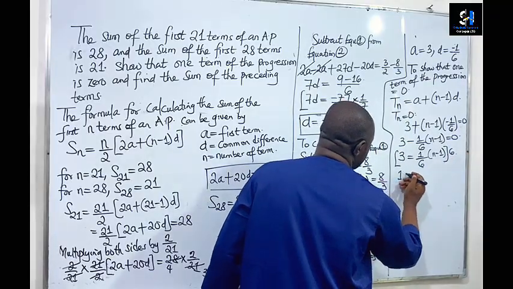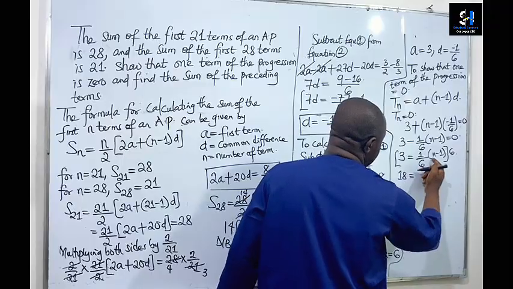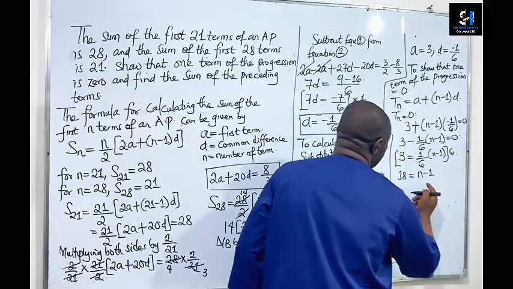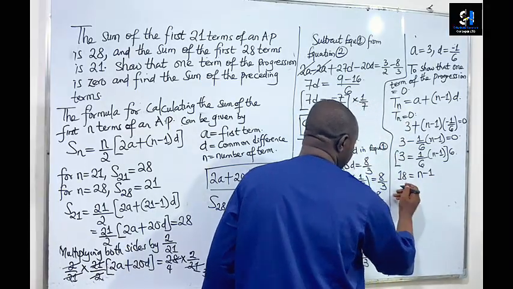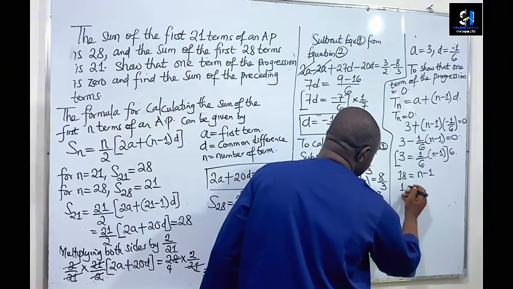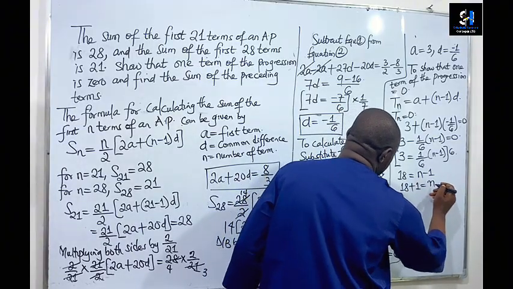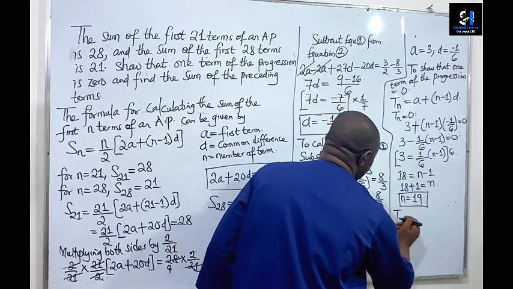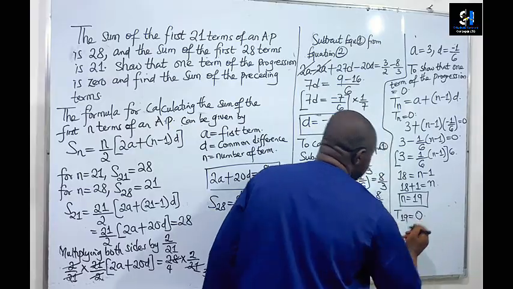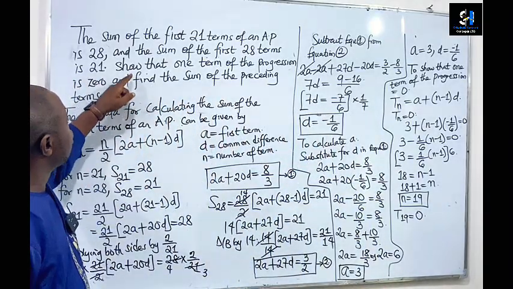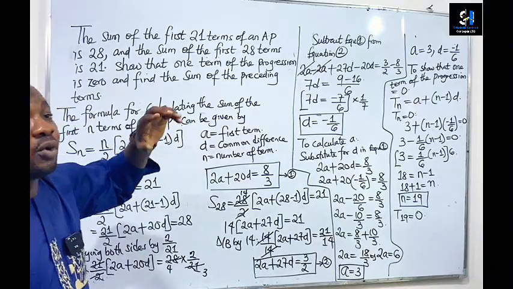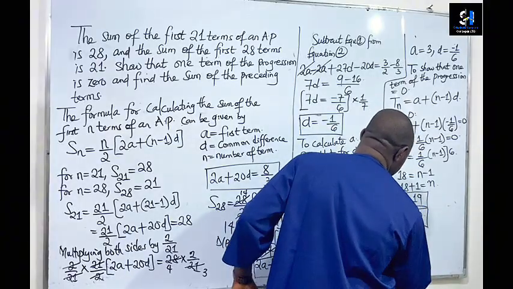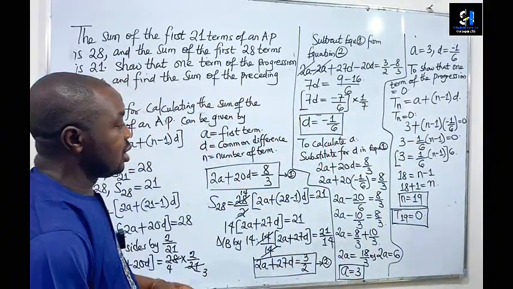Now I can multiply through this equation by 6. 6 times 3 is 18. 6 times 1 over 6 multiplied by (n minus 1) will be n minus 1. So when this crosses over to the left hand side, we have 18 plus 1 equals n. Then n equals 19. So the 19th term is equal to 0, which shows that one term of the progression is equal to 0.